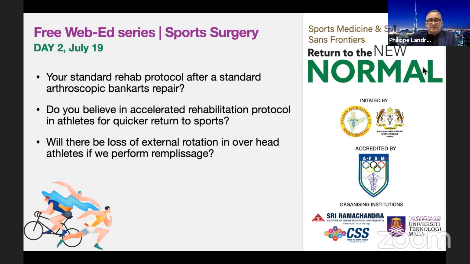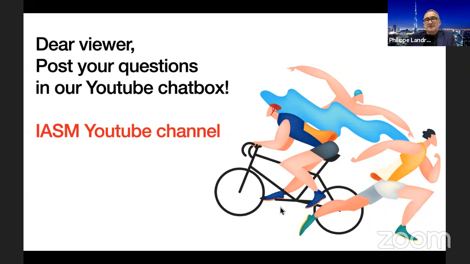Excellent question, because this is what we were a bit afraid of at the beginning, myself, when I started to do this. Because you do a tenodesis effect and capsular tightening, as you put the capsule on the humeral head, we were a bit afraid about that. There is no obvious significant loss of external rotation in overhead athletes, but it's difficult to judge, because if you look at the theory of isolated Bankart, there is always some percentage of loss of external rotation, from 5% to 10%. And in remplissage, we have approximately the same percentage.